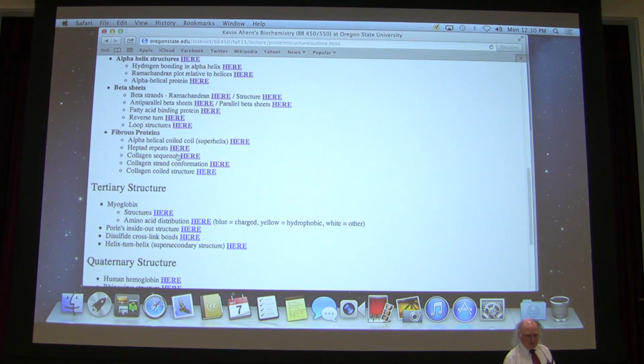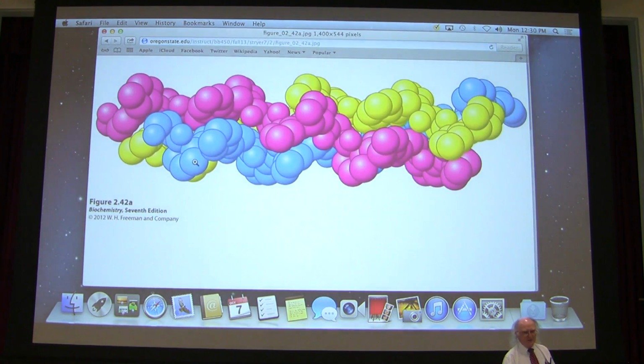Okay? So that was actually, here it is. That's one depiction of it. We see three coils coiled together. We see one strand in blue, one strand in red, and one strand in yellow. Okay?